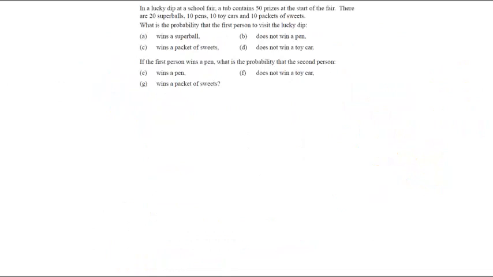In a lucky dip at the school, a tub has got 50 prizes inside of it. There are 20 Super Balls, 10 pens, 10 toy cars, and 10 packets of sweets. What is the probability that the first person winning in the lucky dip will get a Super Ball?